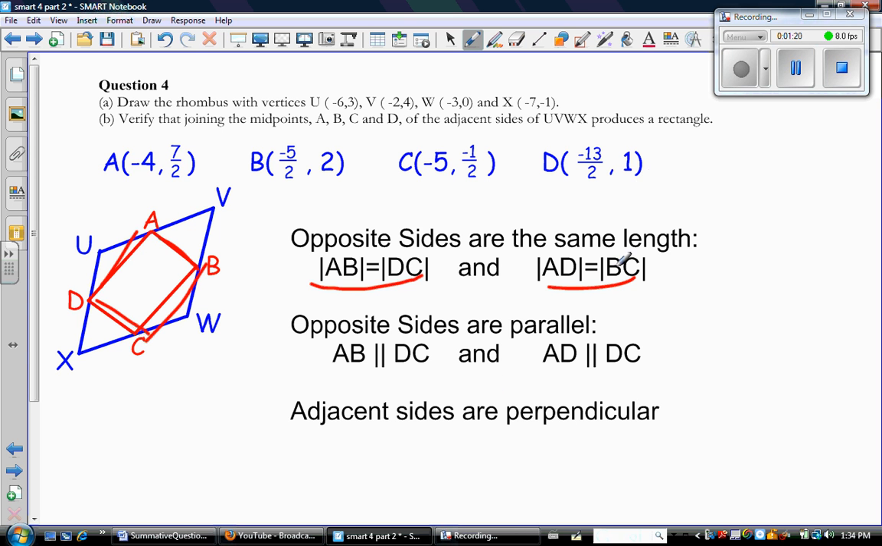And then finally, if all we did was this stuff, we would have a parallelogram. And to make sure that that parallelogram is actually a rectangle, we have to make sure that adjacent sides are perpendicular. So that's the math we have to do in part B.